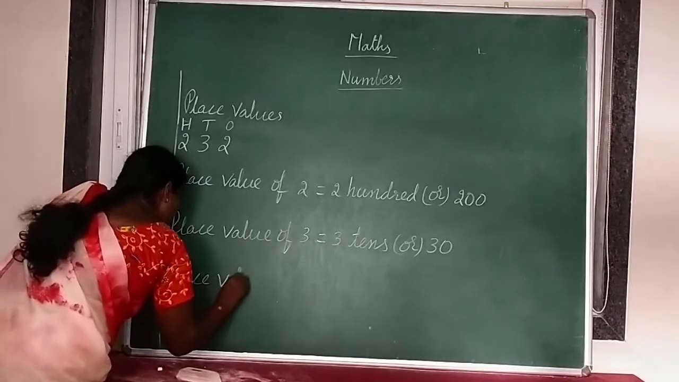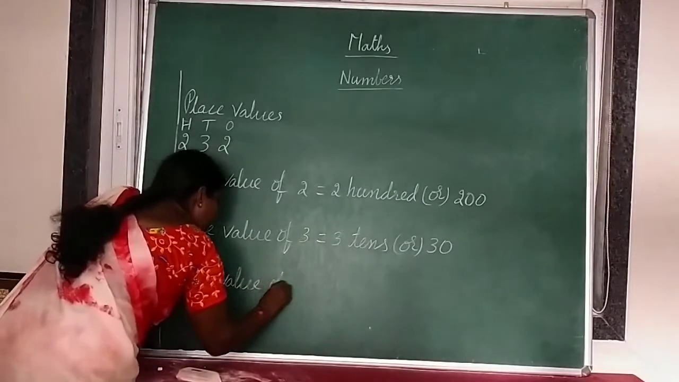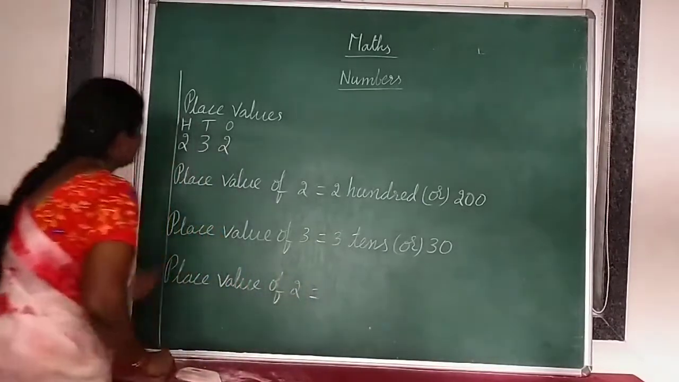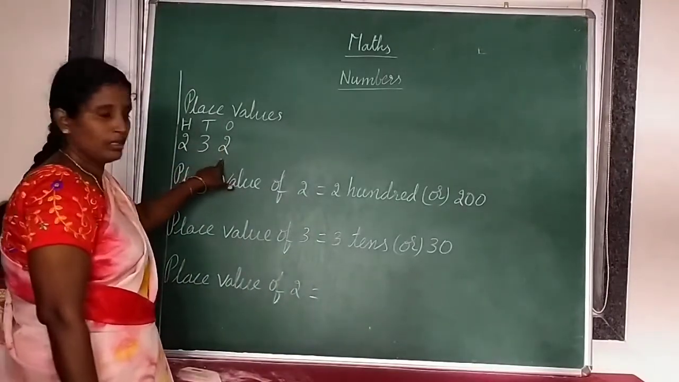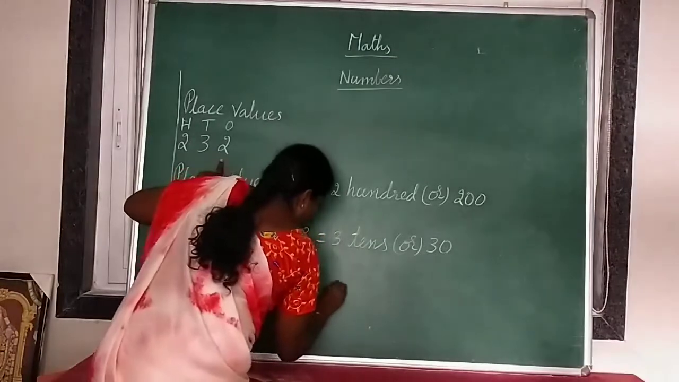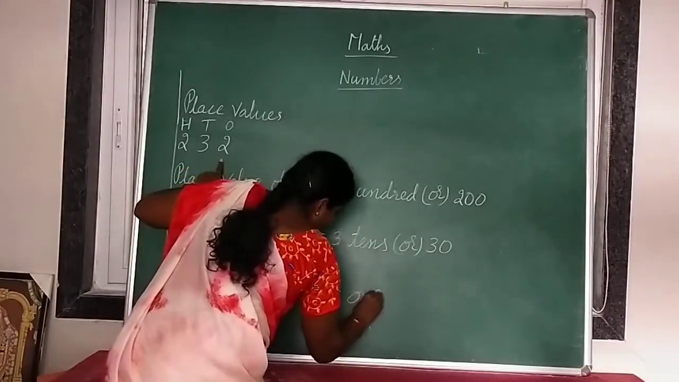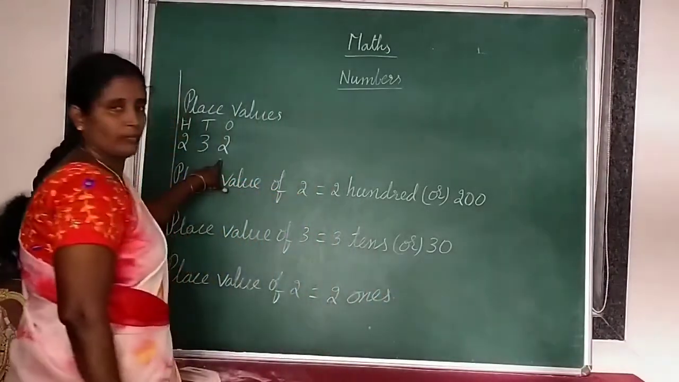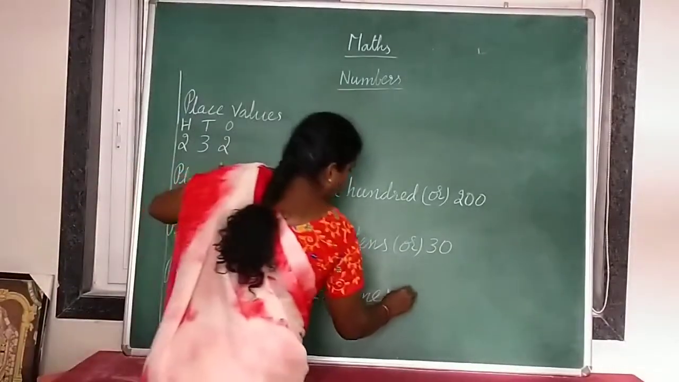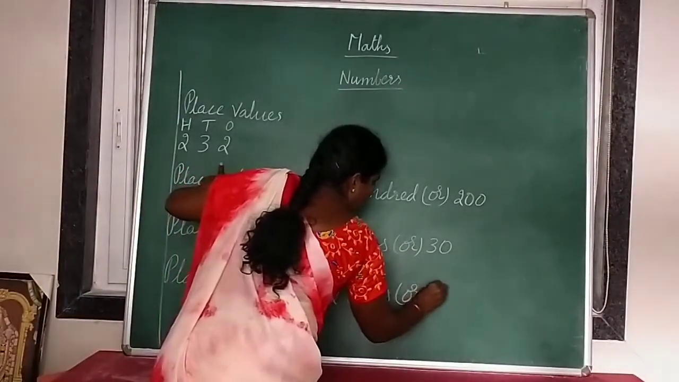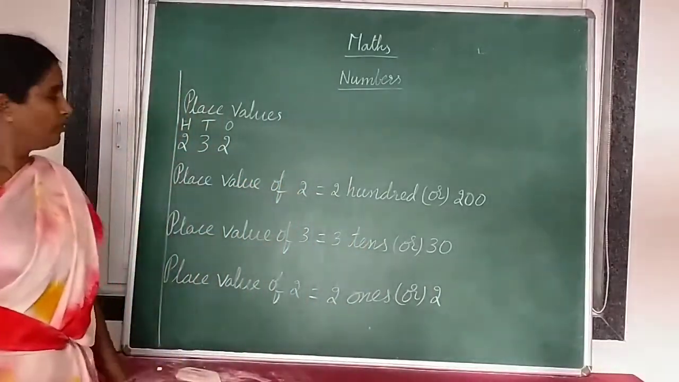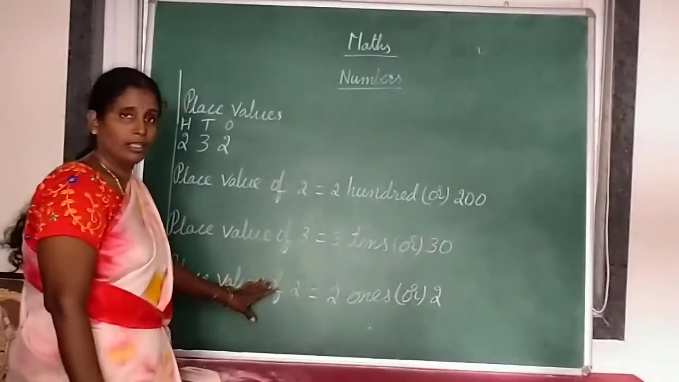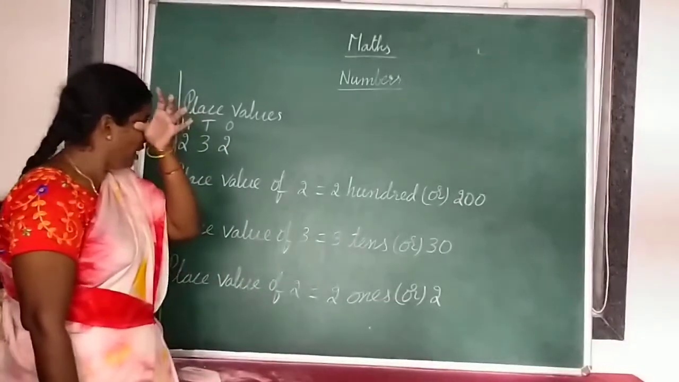Next digit is 2. Place value of 2. So what is the place value of 2? 2 in which place? Ones place. So place value of 2 is 2 ones or 2. Following? Yes. Now I have one doubt.